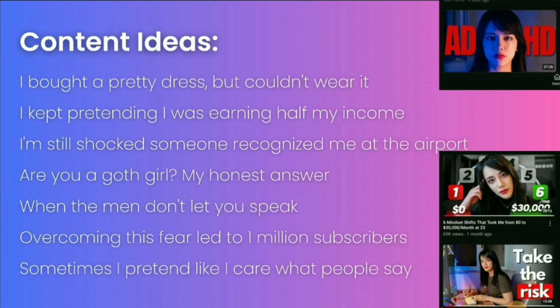Another one is, "I kept pretending I was earning half my income." Why? Because you are afraid of standing out. That's another point. Very, very strong. Fear of standing out. You're pretending you're earning half your income, maybe to fit in with friends or things like that. Another one is, "I'm still shocked."